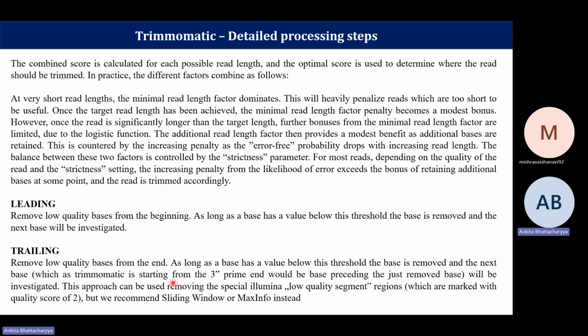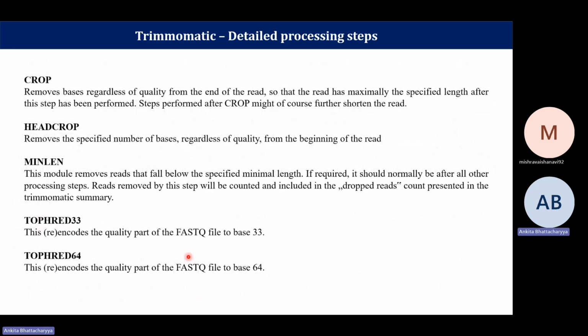Most commonly, what I have previously used also, and what you will find in most resources, is the use of sliding window. Apart from that, another parameter is crop, where you can set the exact length to which you can crop your bases. So it removes bases regardless of quality from the read end, so that the read has the specified length after cropping, and the steps which are performed after this crop might, of course, further shorten the read.